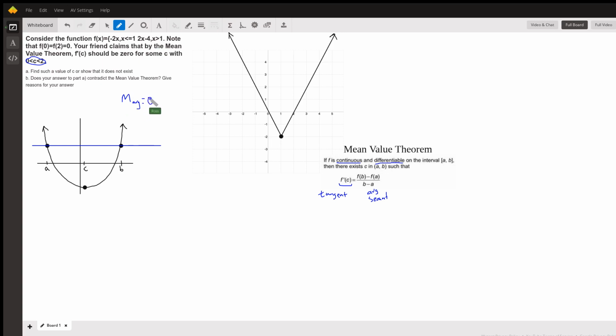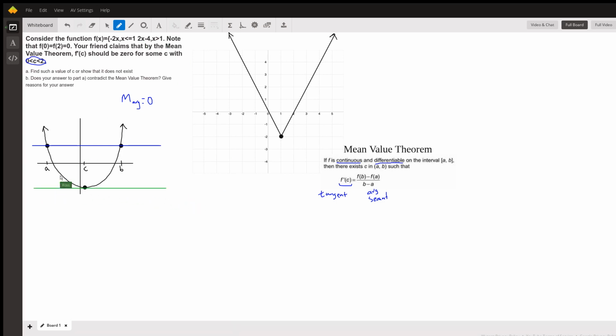So back to the MVT. As soon as we find that 0, what that means is that on this same interval from a to b, there should be somewhere where the tangent line also has a slope of 0. And hopefully you can see that that is the case. In this problem, that would happen right there.